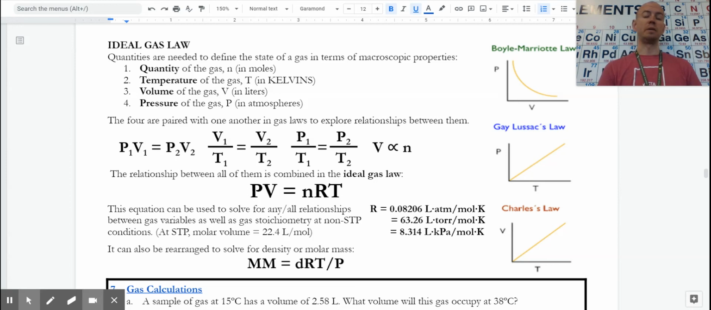It also is useful for gas stoichiometry if we're not at STP. If we were, we would likely use the 22.4 liters for every mole at 0 Celsius and 1 atmosphere. And that's good for our relationship from one thing to another. We can also rearrange this equation into a different form that we are not given, which is that the molar mass is equal to the density times R times T over P.